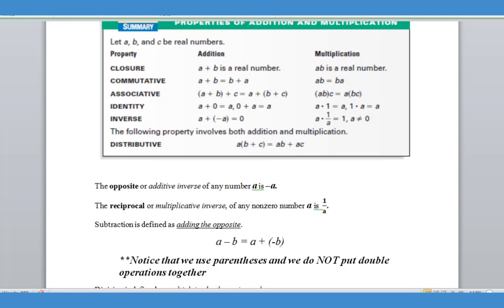Let's take a look first of all at some basic language, like opposite. Opposite is technically called the additive inverse, where we can take the opposite of what's given to us and put it together, and that equals 0. Or if we talk about reciprocals, that is the multiplicative inverse. So we're taking the original number that was given and putting it in the denominator under 1. Now, subtraction is defined as adding the opposites.